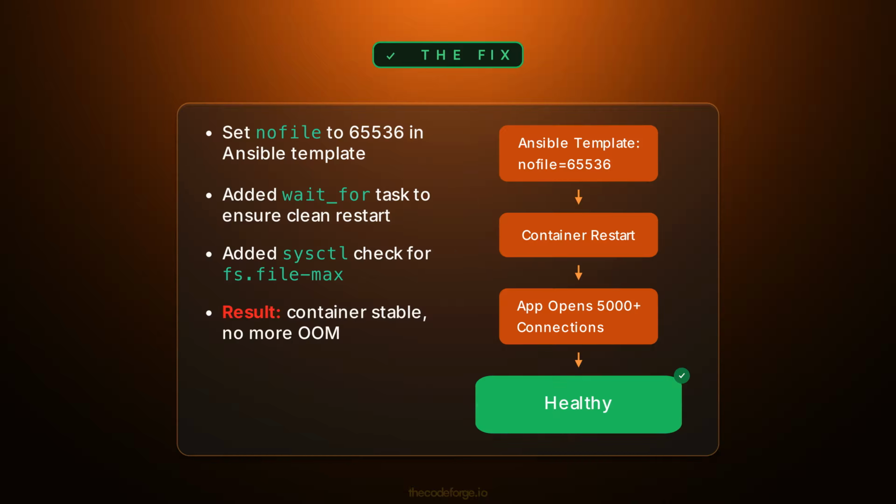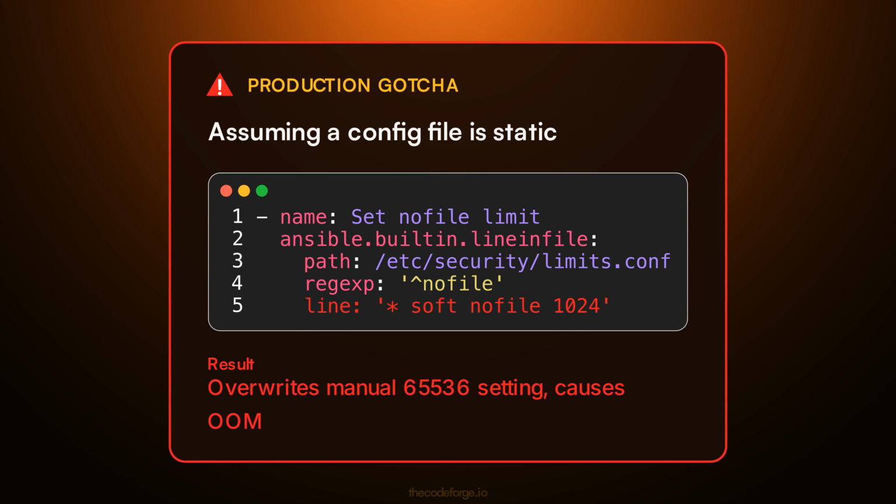Never assume a config file is static. If Ansible manages it, Ansible owns it. Any manual change is a ticking time bomb. In the incident, a manual edit set nofile to 65,536, but the playbook set it to 1024. On restart, the app hit the limit and was OOM-killed. Never use shell or command to set file permissions. The file module is idempotent and reports changes correctly. Shell always reports changed, breaking idempotence and hiding drift.